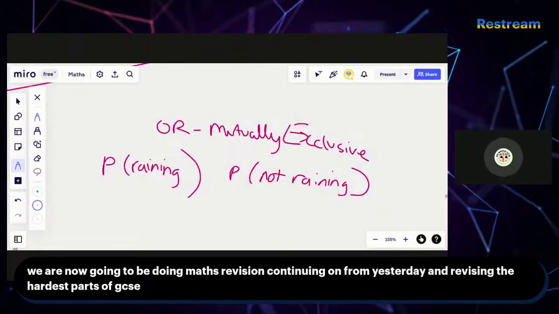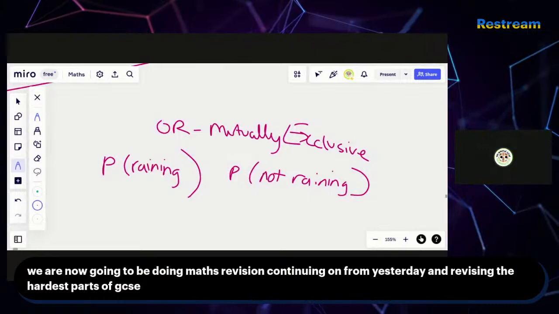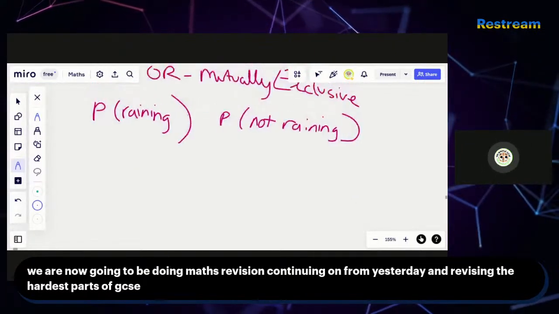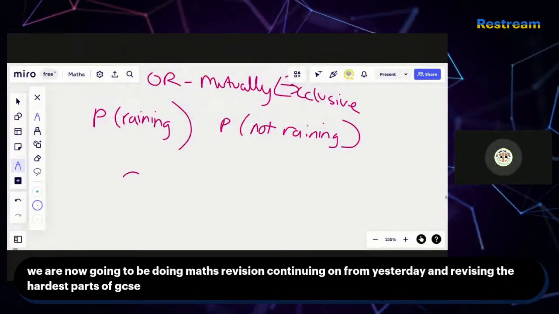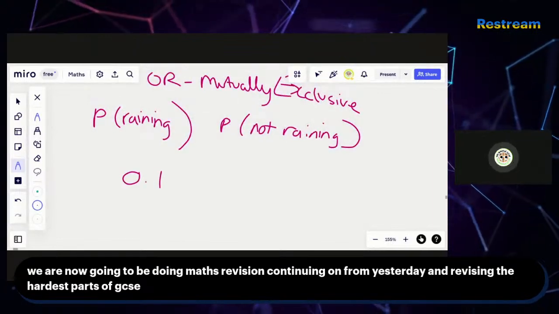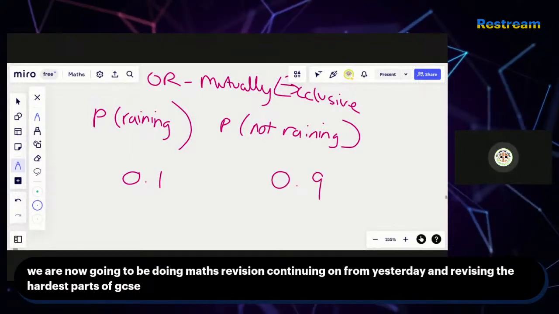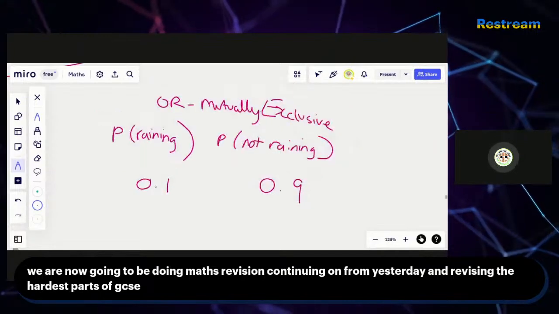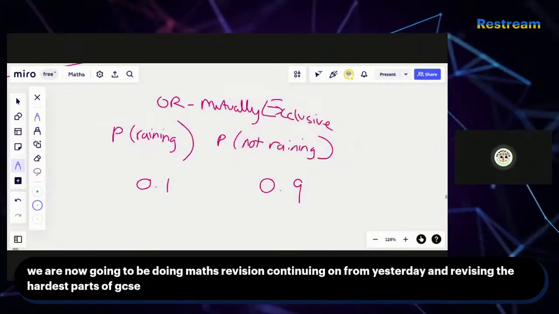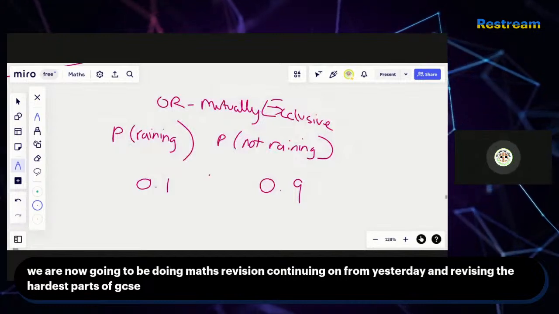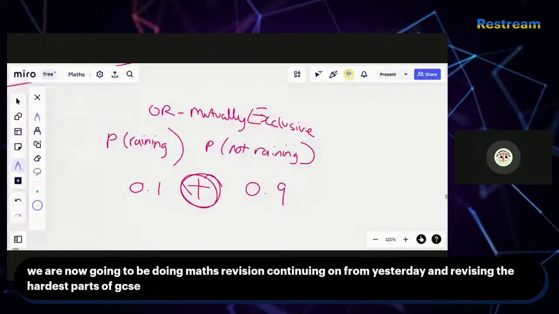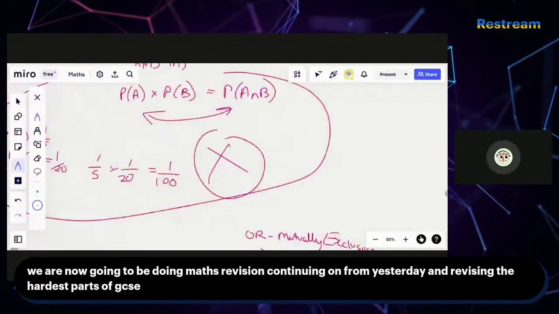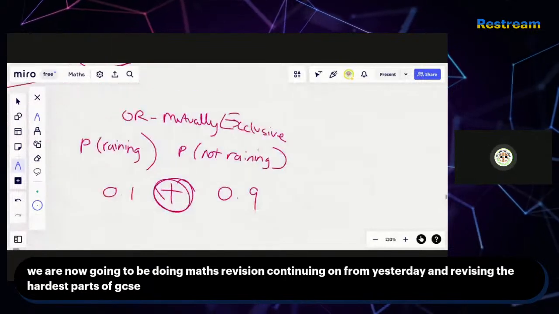So let's look at an example. The probability that it's raining is 0.1, and the probability that it's not raining is 0.9. So if you're asked to find the total probability of whether it was raining or not raining, what you would do is you would add. And when it's an "and", you would multiply. So you've got to remember that in your head. You multiply the probabilities, or you add the probabilities.